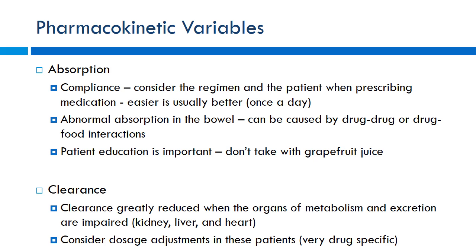Looking at clearance, you're going to find that when you have impairment of either the heart, the kidney, or the liver, that can lead to big changes in how well you're going to clear that drug. So you have to make sure you're monitoring for those.